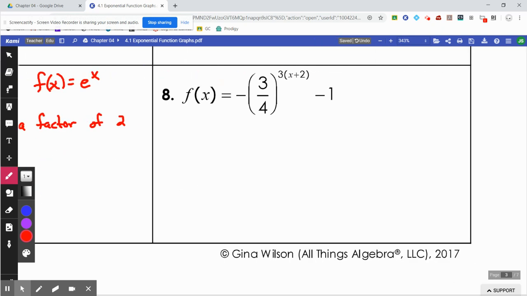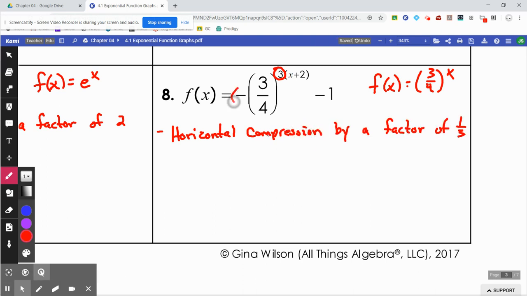The last one of these, your parent function would be 3/4 is the base being raised to the x power. Your transformations, let's start with our stretches first. Stretches or compressions. Since we're multiplying the x values by 3, it will be a horizontal. You do have to flip it, so the factor is going to be 1/3, so that's going to compress, a horizontal compression by a factor of 1/3.